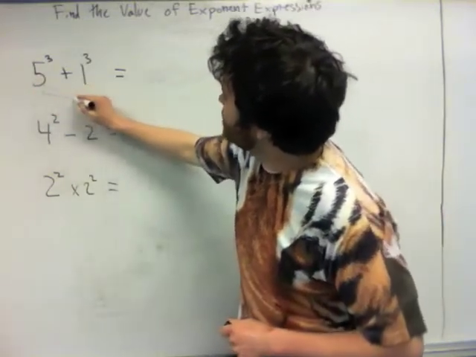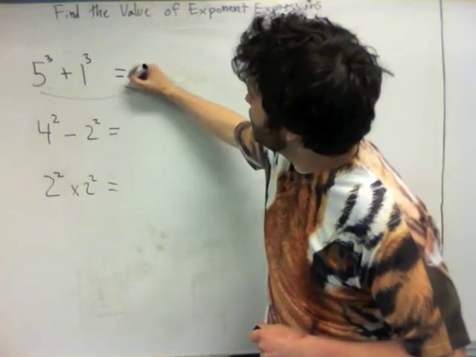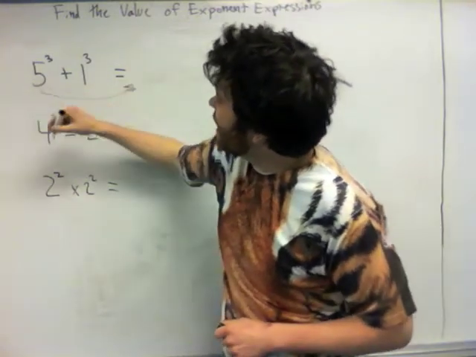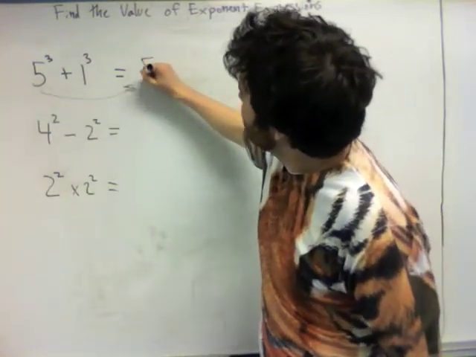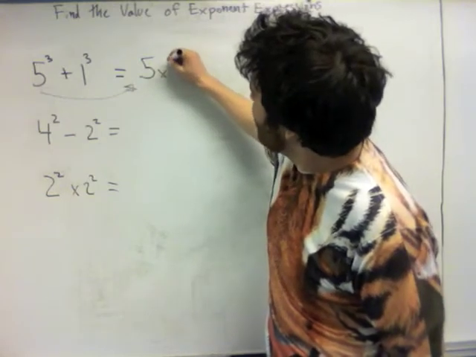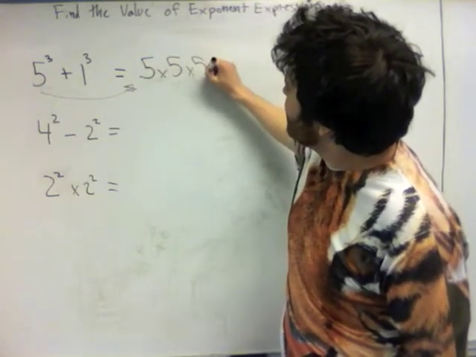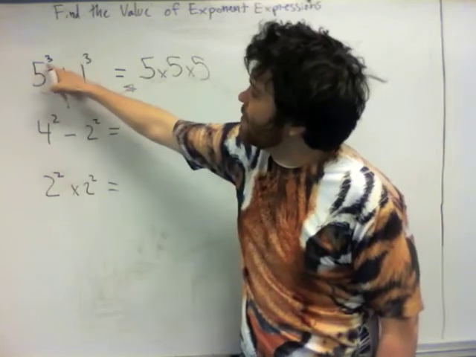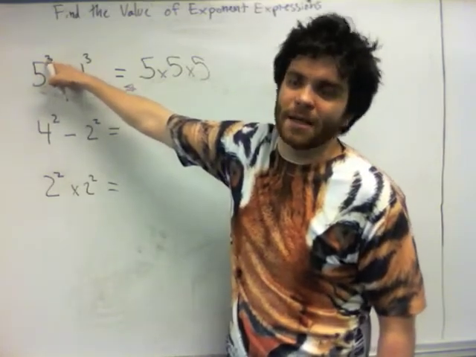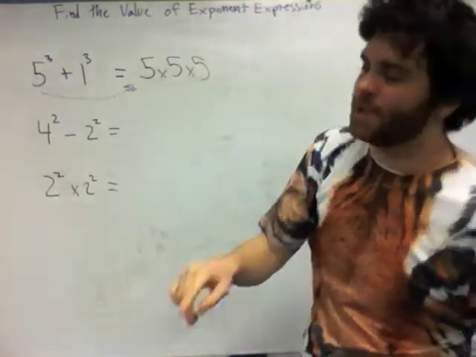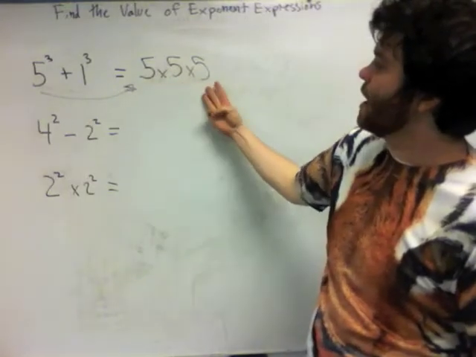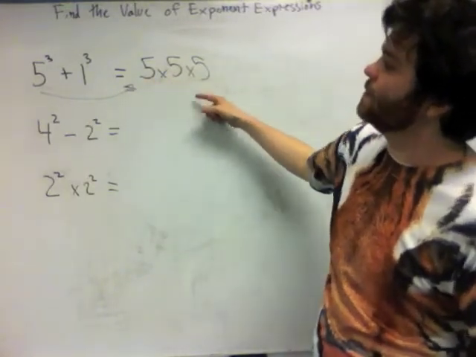Let's just get a quick arrow here, just so that we know where we're going. We're going to take this 5 to the third. Let's expand it out. 5 times 5 times 5. And again, our base is 5, and the number of times we're going to multiply it by itself is 3. So we get 1, 2, and 3. 5 times 5 times 5.